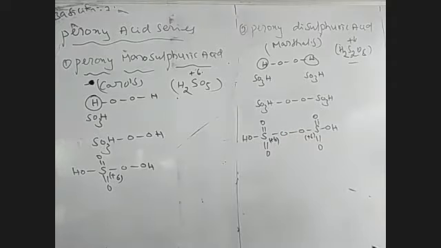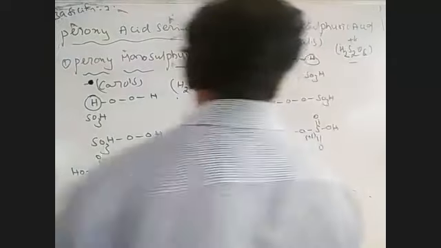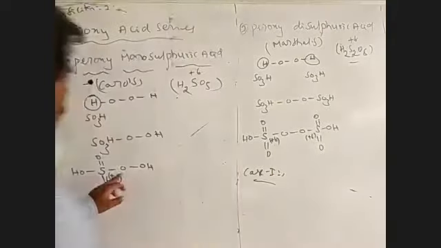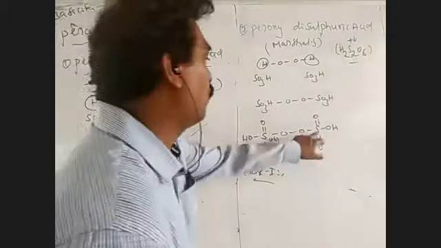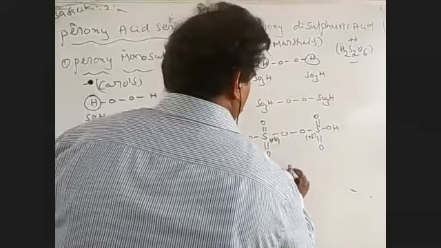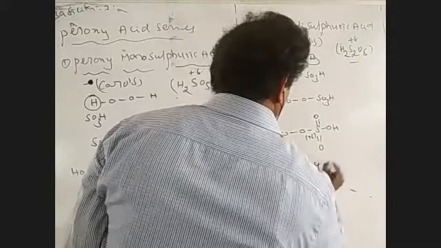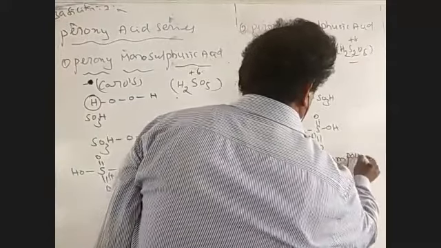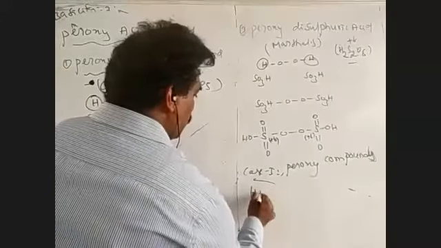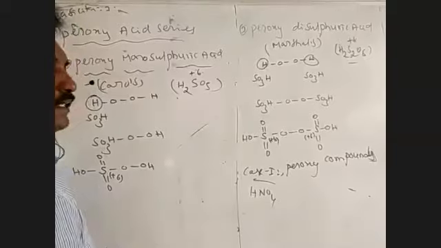These are called peroxy compounds. Some other peroxy compounds also exist. In a peroxy compound, O-O bonds exist. S-O-O-S bonds exist in peroxy disulfuric acid. Among these peroxy compounds, one is HNO4, which is called pernitric acid.